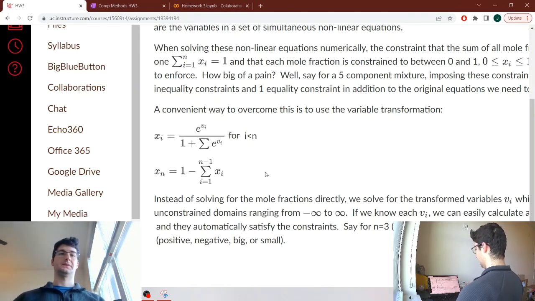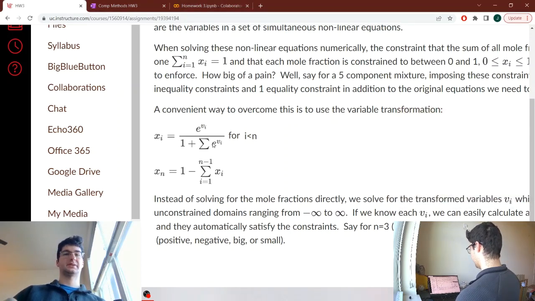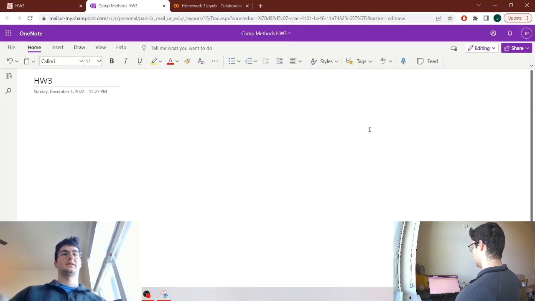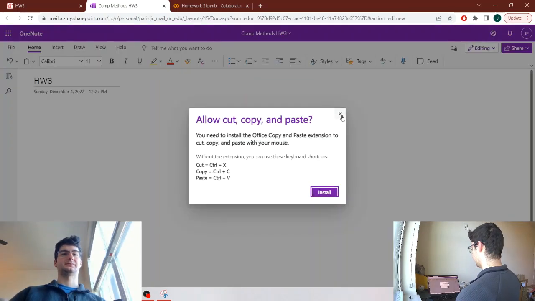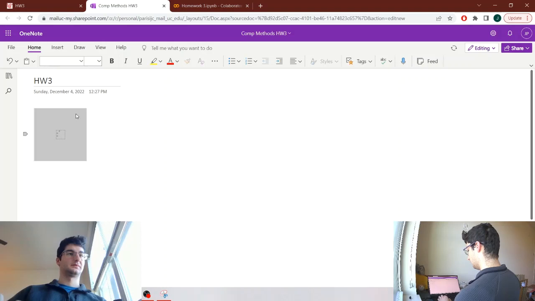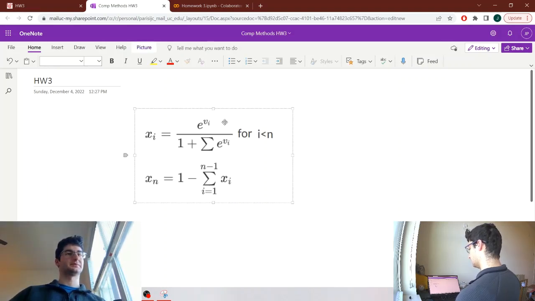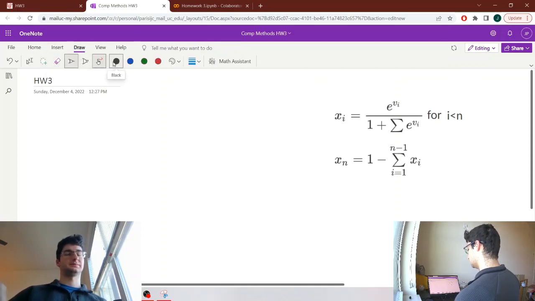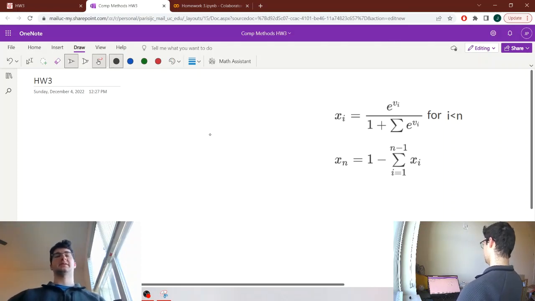Okay. Now, how exactly would we solve for this sort of thing? If we wanted to input some v sub i's, how would we input them? Let me take a quick snip of these. And I have here a OneNote for me to derive these. Okay, so there's our equations right here. So what does that look like in practice?